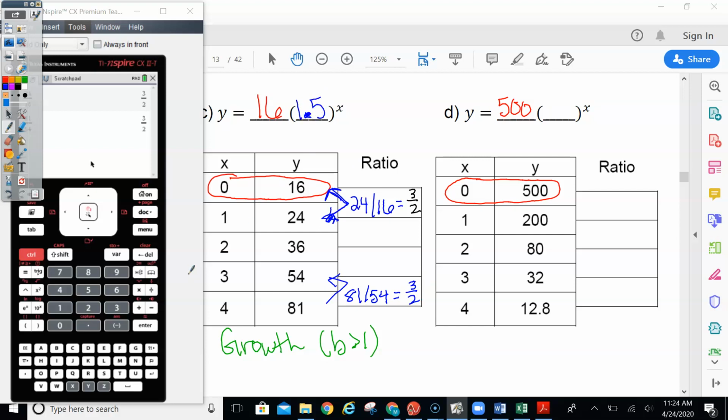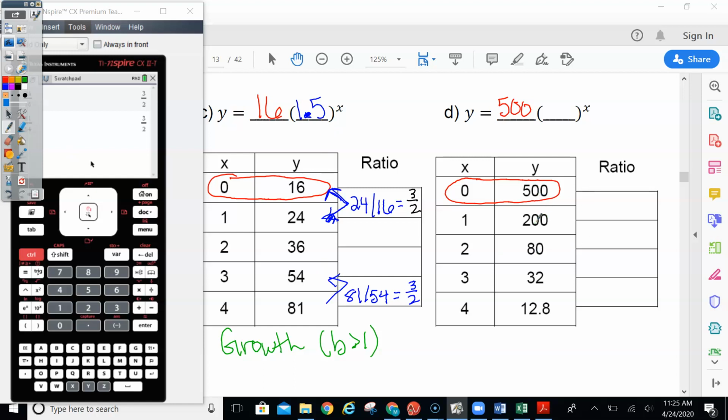I don't care how you write it. You can write it as a fraction or as a decimal. If it's a terminating decimal, it's fine. But again, check. Since these were going up, it should be more than 1. And yes, that's more than 1. If you go backwards, you'd get 2/3, which is not more than 1. So that's how you know for sure that you divided correctly.